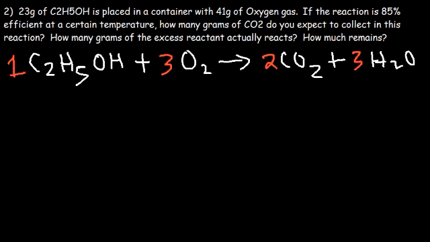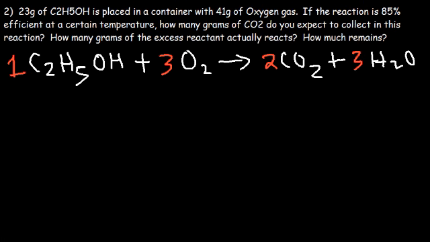So the next thing we need to do at this point is identify the limiting reactant. But we're going to do it differently than the way we did it in the first example. In order to find the amount of grams that we expect to collect in this reaction, which is basically the actual yield, we need to first find the theoretical yield. So we're going to convert the grams of each reactant into the grams of product. And whichever reactant gives us a smaller amount of grams of CO2, that reactant is going to be the limiting reactant. So that's another way in which you can find the limiting reactant.